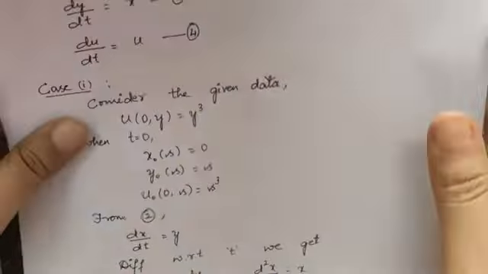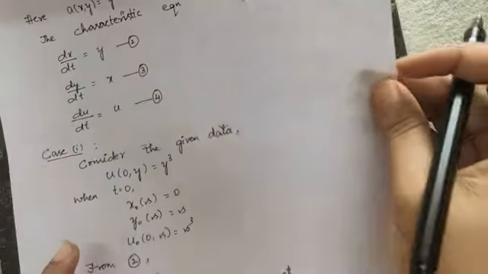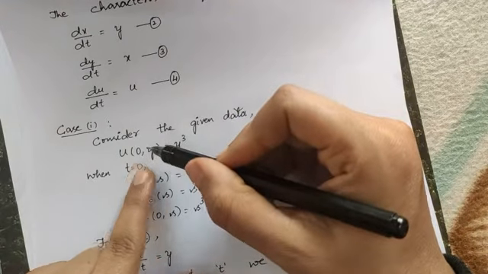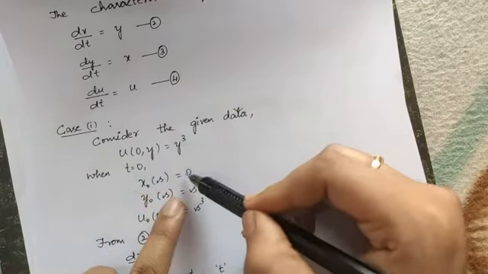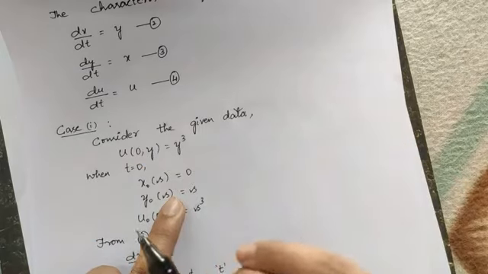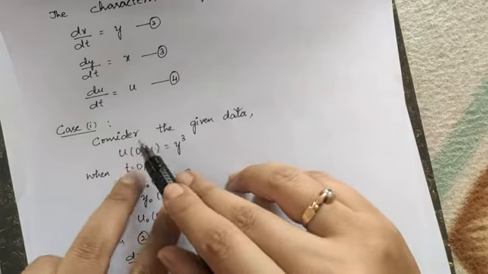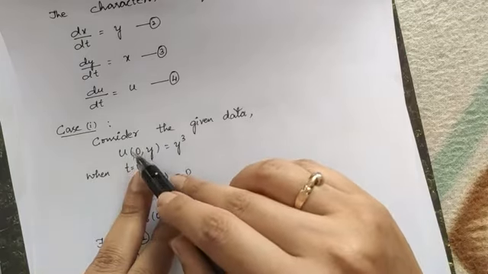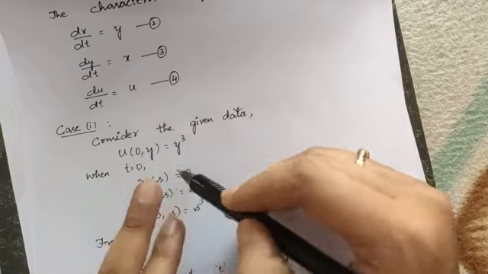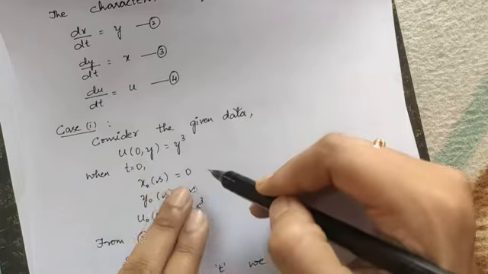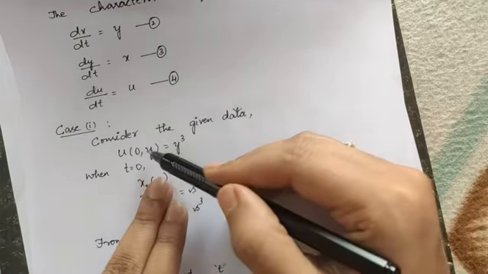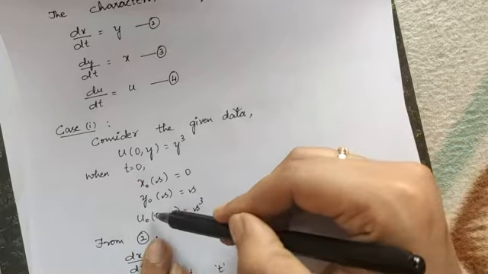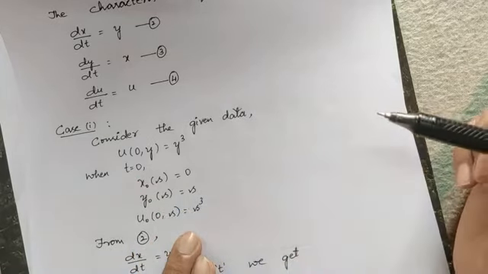So you can observe one more thing here. In the given data, the value of x is 0. So when t is equal to 0, x naught of s is 0. You will not take it as s here. If they have not given the value of x, you will choose it as s. Since they have mentioned that the x value is 0 when t is equal to 0, x naught of s will be 0 itself, and y, when t is equal to 0, y naught of s is s. So u naught of 0 comma s becomes s cube.